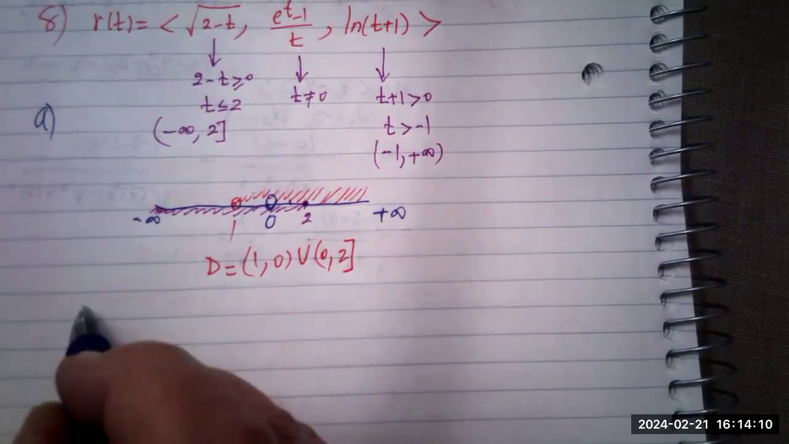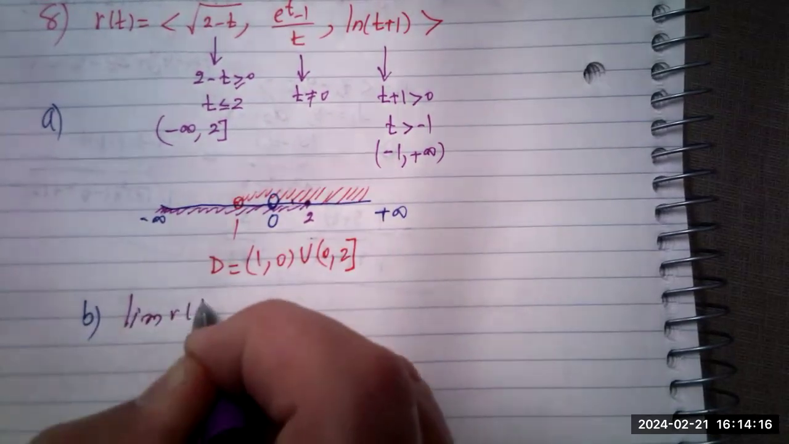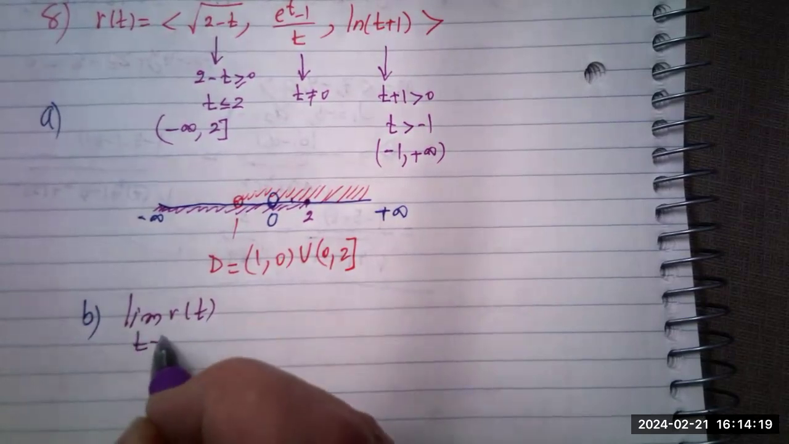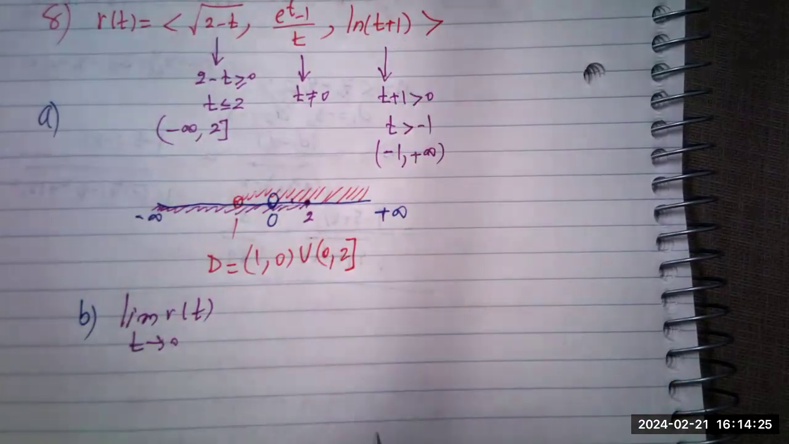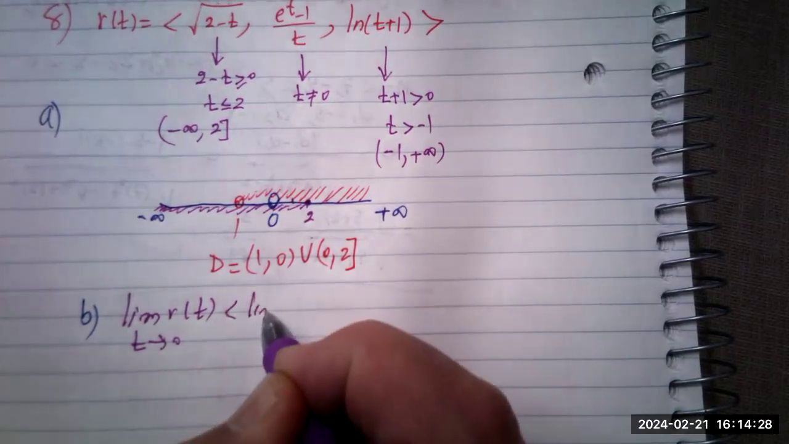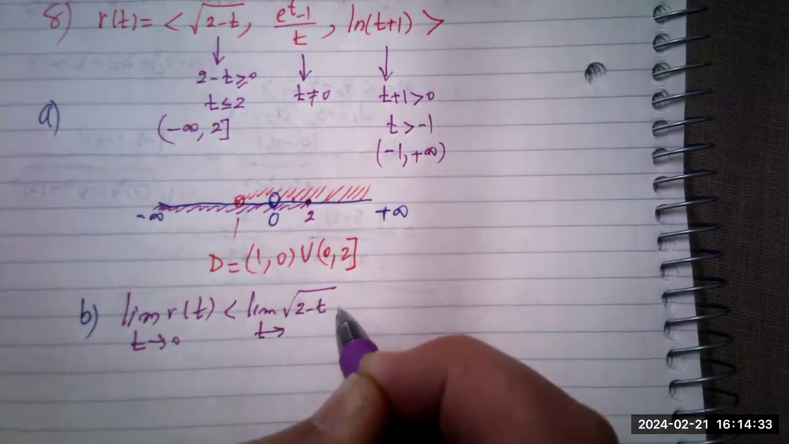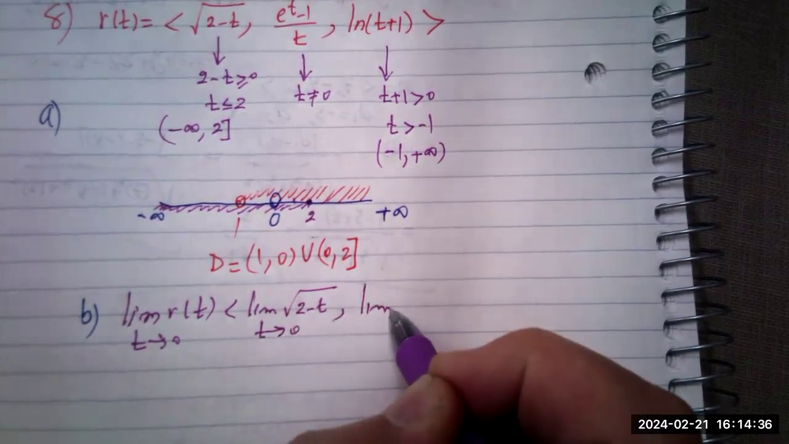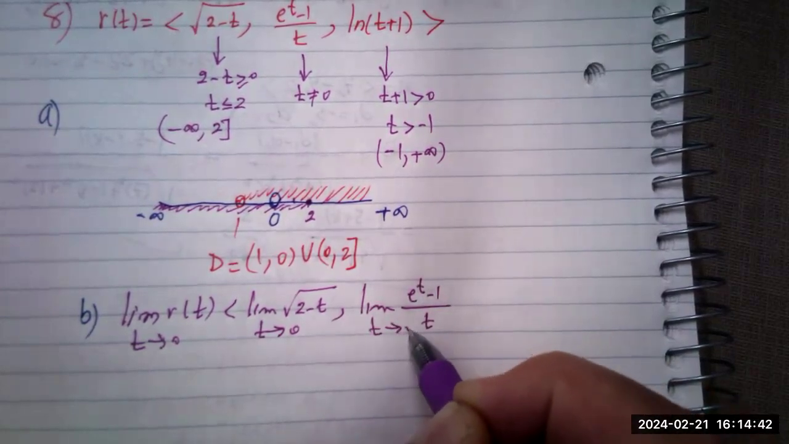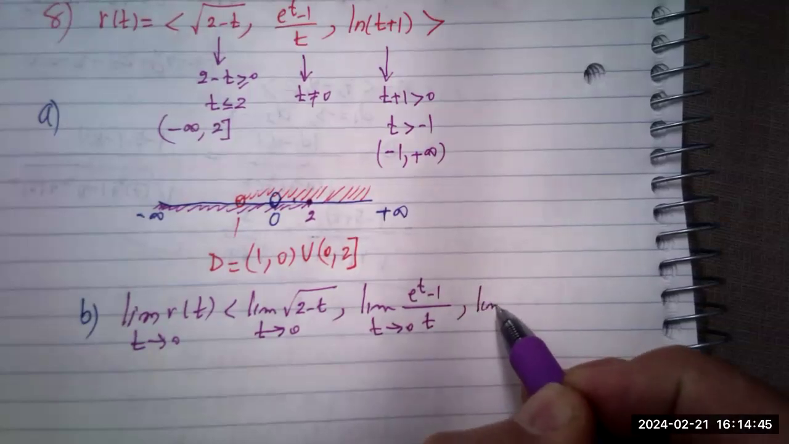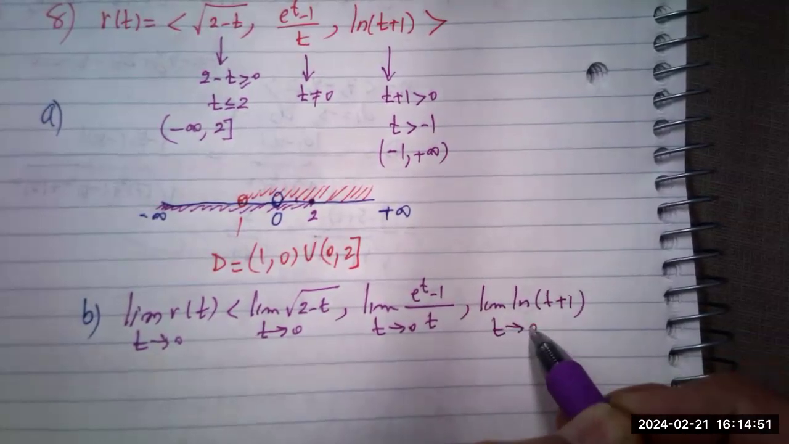So in part 2, you want to find the limit of R of t. The limit of R of t, when t goes to 0, you know that you take the limit inside each factor and just do it. You can do it separately or just do it right away. So you have to find the limit of the radical 2 minus t, t goes to 0. It's going to be radical 2. You have to find the limit of e to the t minus 1 over t, t goes to 0. You have to work on this one. And the last one is the limit of ln of t plus 1, t goes to 0.